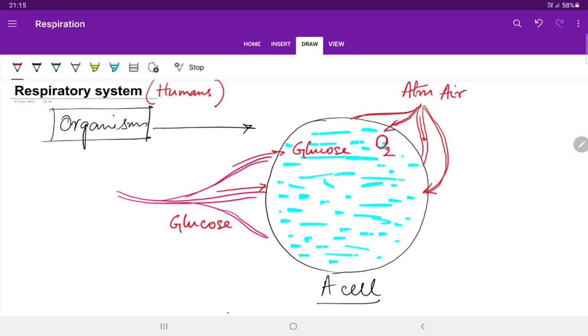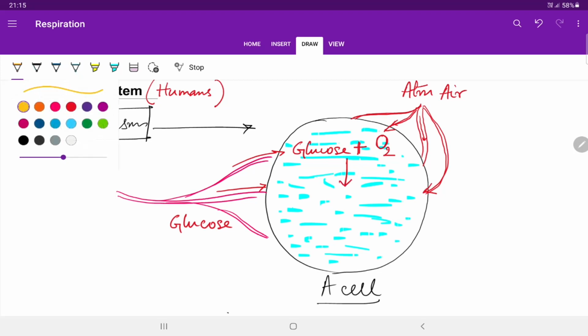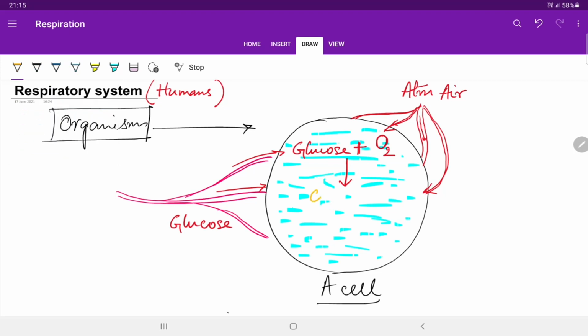When glucose and oxygen both enter into the cell, they carry out an enzymatic reaction that is called respiration, which undergoes glycolysis and the Krebs cycle. Finally, the products obtained after this process of respiration are carbon dioxide and energy, that is ATP, along with some amount of water.